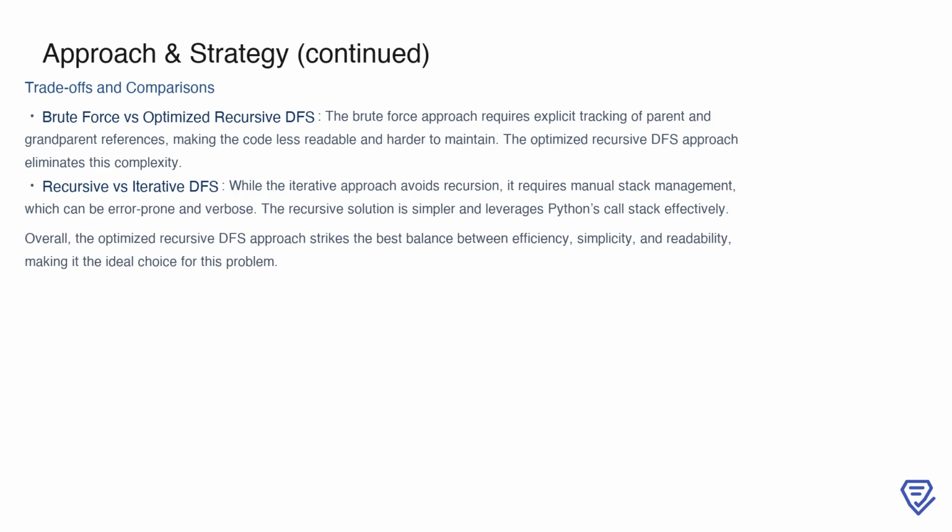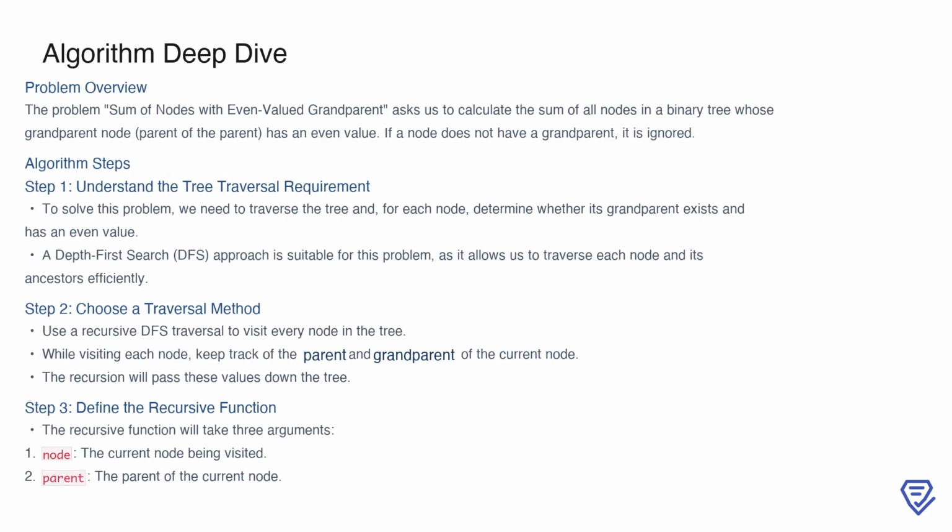In this problem, we are tasked with finding the sum of all nodes in a binary tree whose grandparent nodes have even values. A grandparent node is essentially the parent of a node's parent. If a node does not have a grandparent, it is ignored.